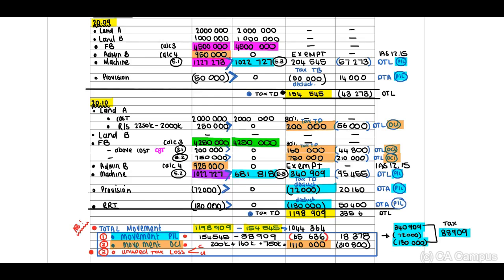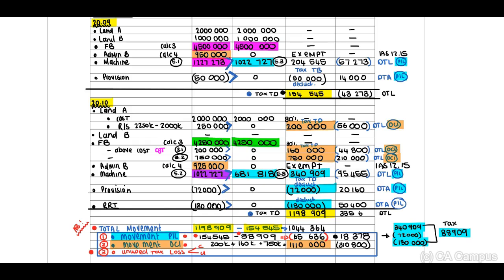Okay, guys, look at this. Taxable temporary difference was 154,545, and now it is 88,909. Therefore, this is a decrease. Okay. Now, you are able to include your deferred tax portions. Movement in our profit and loss.